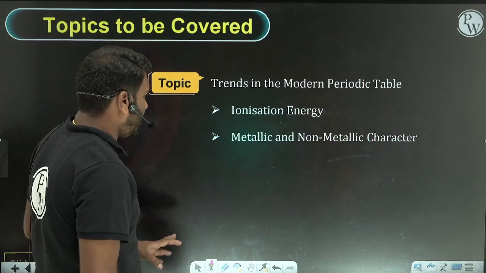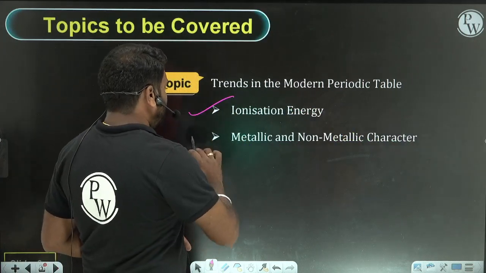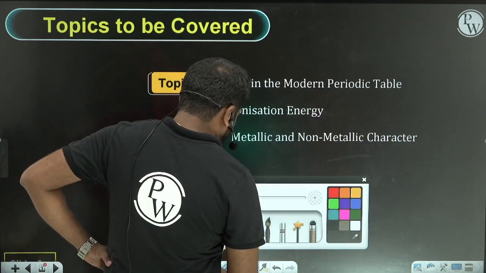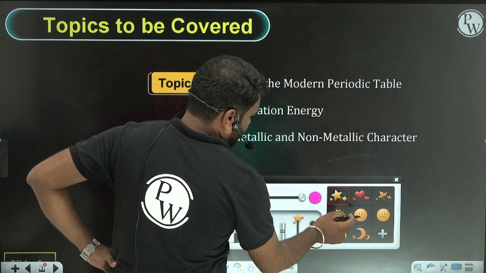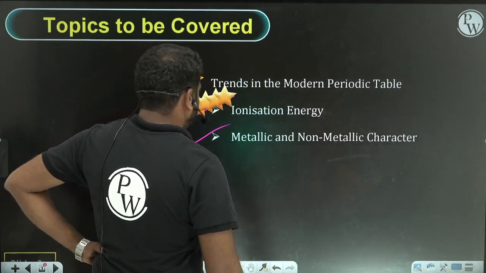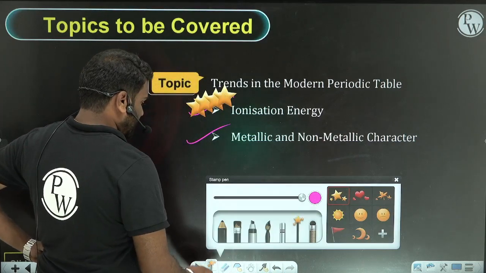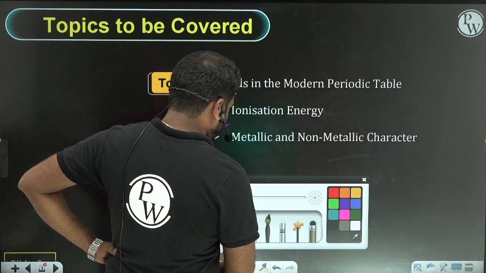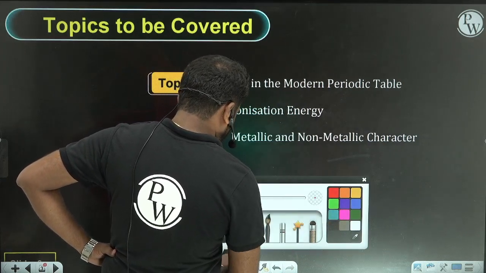Okay, so chalo, now in today's session what we are going to discuss is about ionization energy and metallic and non-metallic character. So ionization energy is a very important chapter beta. So you may get one question in your board examination as well. So this topic is very important.